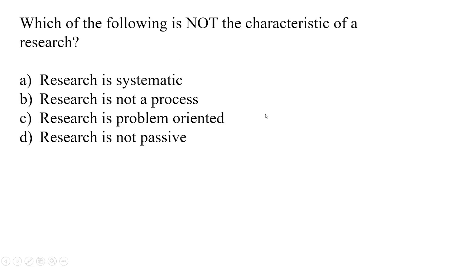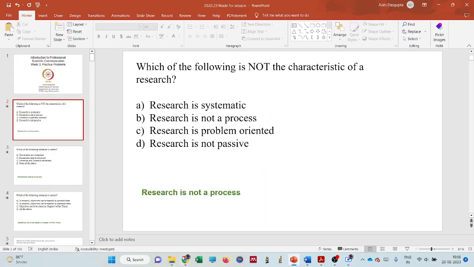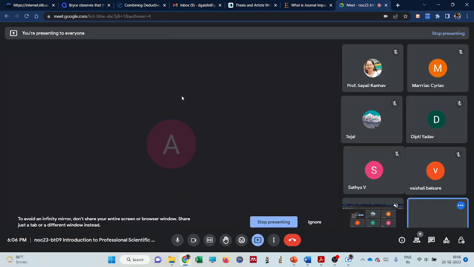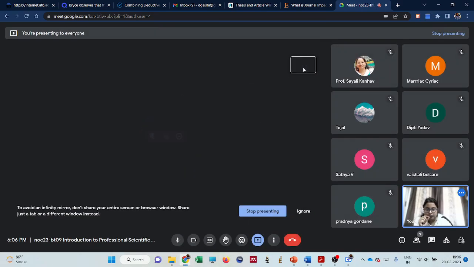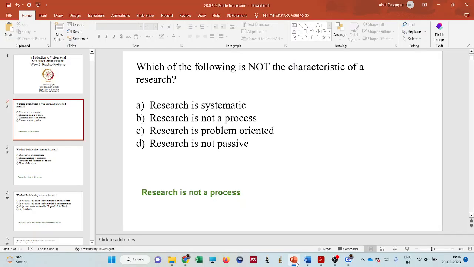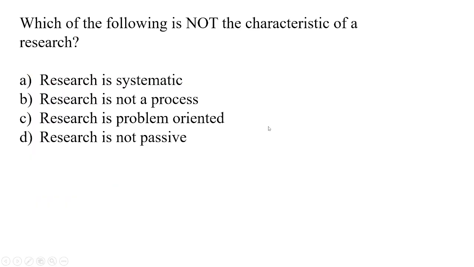So the first question is, which of the following is not the characteristic of research? Research is systematic, research is not a process, research is problem oriented, research is not passive. If anybody would like to unmute and let me know. Option B. Yes, option B, research is not a process, right?